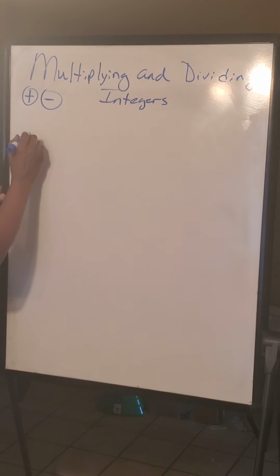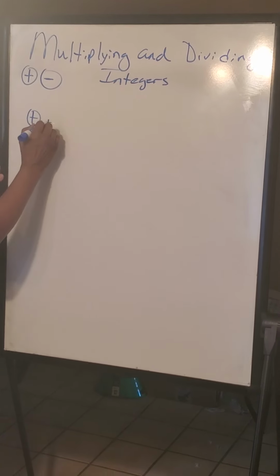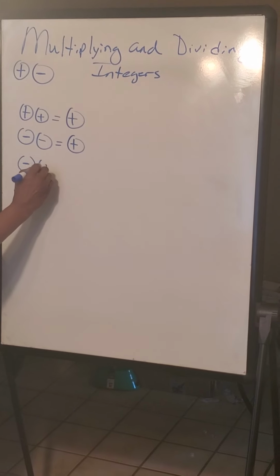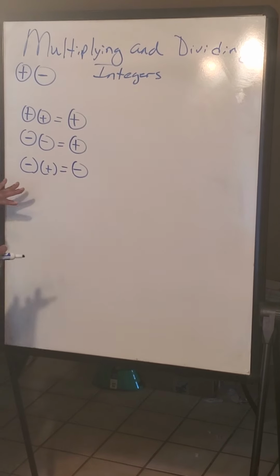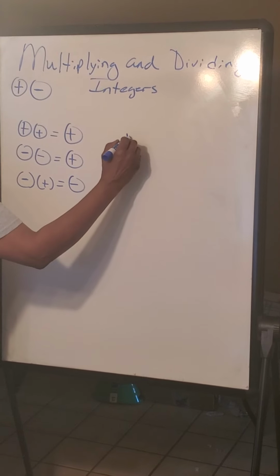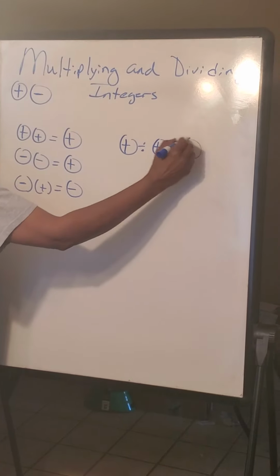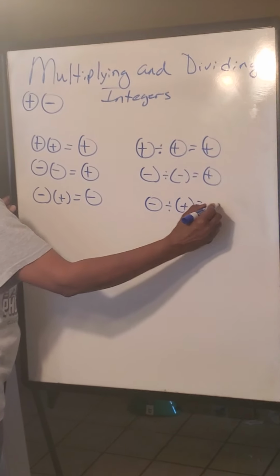So multiplication. If I multiply two positive numbers, all of you know that your answer will be positive. If I multiply two negative numbers, my answer will be positive. And if I multiply two numbers with unlike signs, my answer will be negative. Because multiplication and division are inverse operations, if I divide two positives, my answer is positive. If I divide two negatives, my answer is positive. And if I divide two numbers with unlike signs, my answer will be negative.